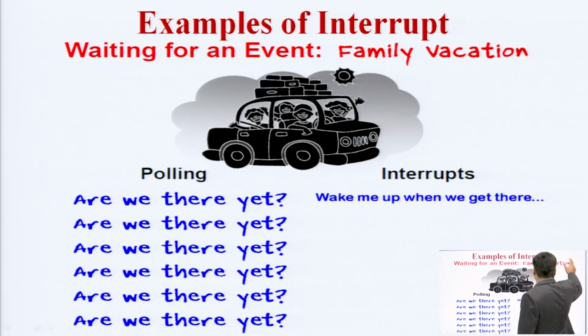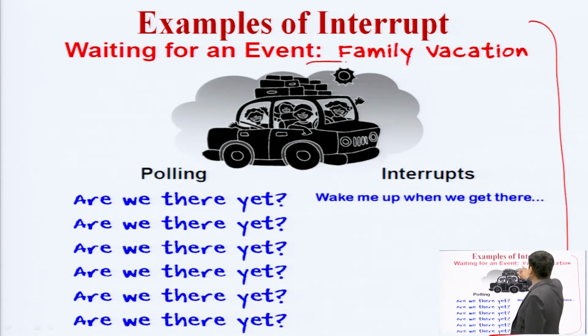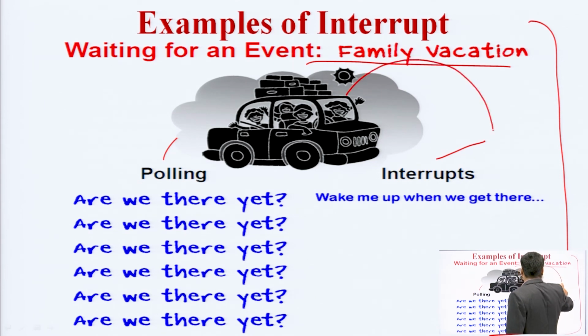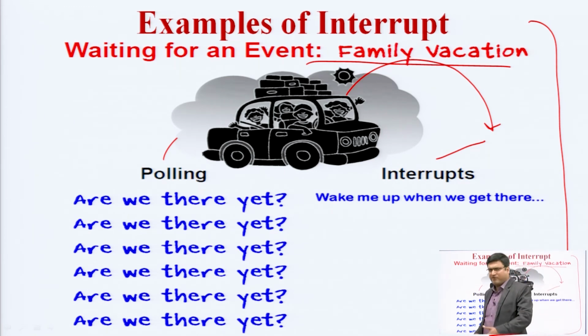Let us explain through another example, waiting for an event: a family vacation. Here, one side is polling and the other is interrupt. Consider a driver driving a car who, every 5 or 10 seconds, stops the car and asks the passengers, are we there yet, have you reached your destination? Some say no, or some yes. After 5 seconds, again he or she asks the passengers whether we have reached or not.